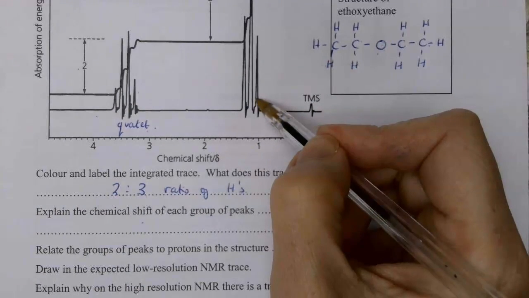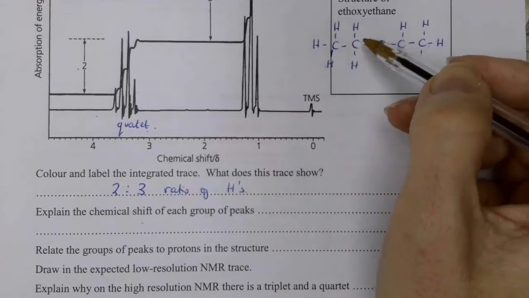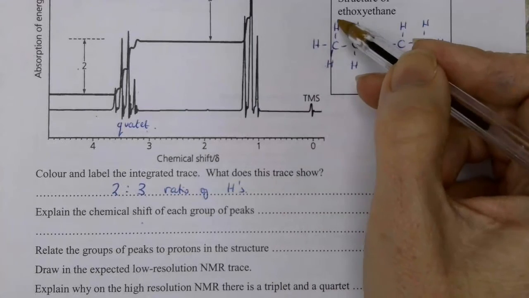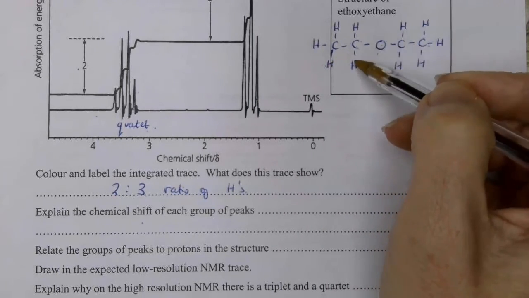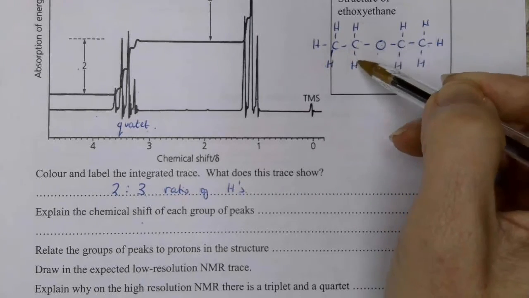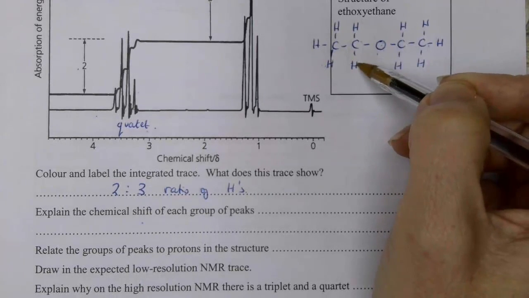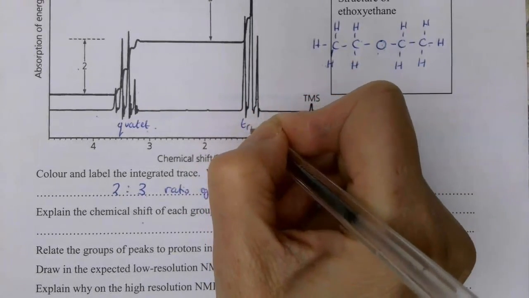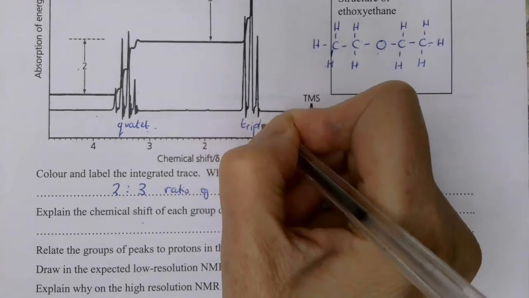This peak here is a triplet, and this comes from these hydrogens here. They're coupled with the 2 hydrogens on the adjacent carbon, so that's 2 hydrogens plus 1 for myself. That is a triplet.